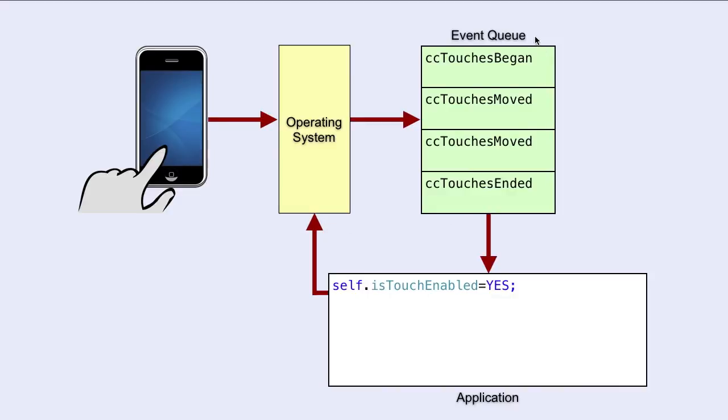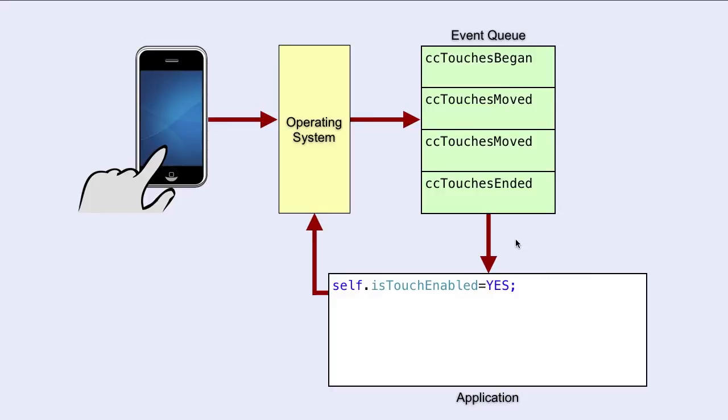Here is your application. How does your application get hold of these events? First, your application needs to tell the operating system what type of events it wants to receive. Here it is telling the operating system that it wants to receive the touch events. As soon as the operating system knows this, it starts to pump the events from the event queue to your application.